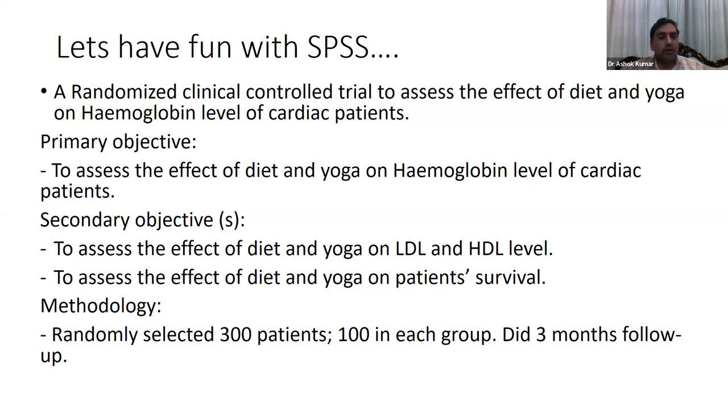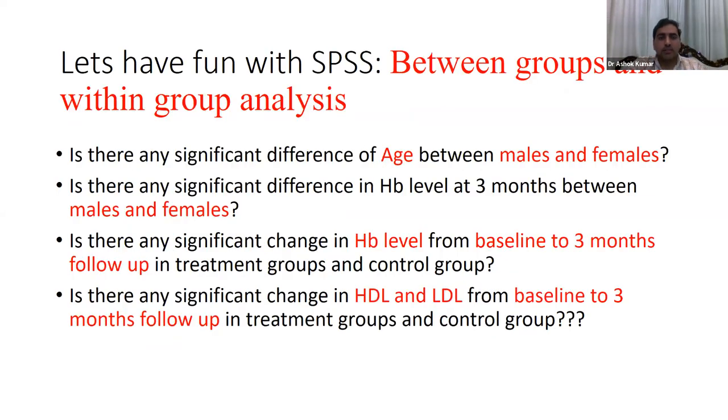On methodology, we randomly selected 300 patients, a large sample size, 100 in each group, and we did follow-up at 1 month and 3 months. Suppose baseline and 3 month follow-up. And please understand about between group and within group analysis also.